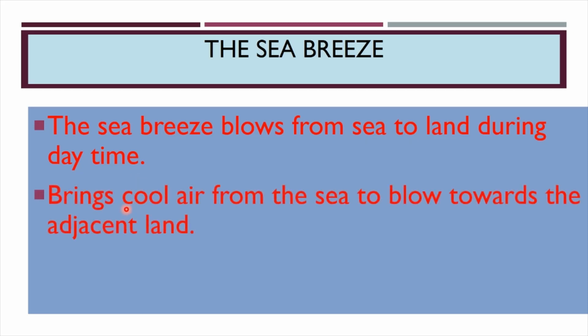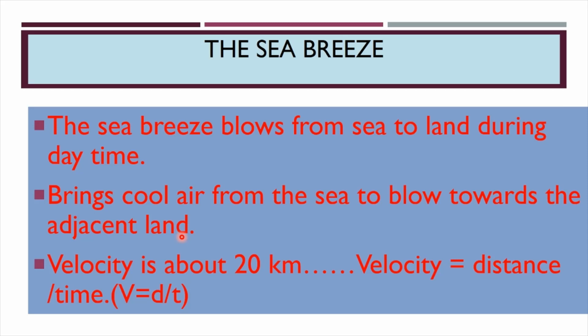It brings cool air from the sea and it blows towards the adjacent nearby lands of the coastal areas. It brings cool air. The velocity is about 20 kilometers per hour. So what is velocity? Velocity means distance divided by time. So it is around 20 kilometers per hour. It's a breeze only. It is not a storm. It's not a cyclone. It's a breeze. Breeze type, small winds. Okay.